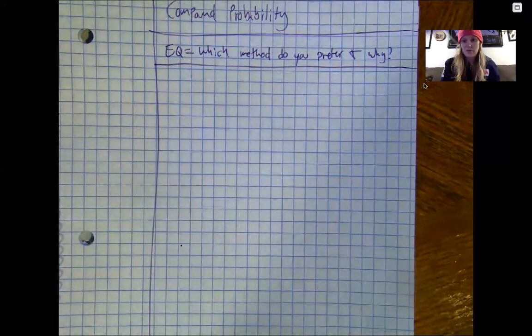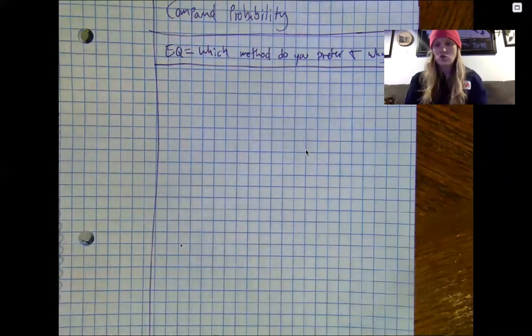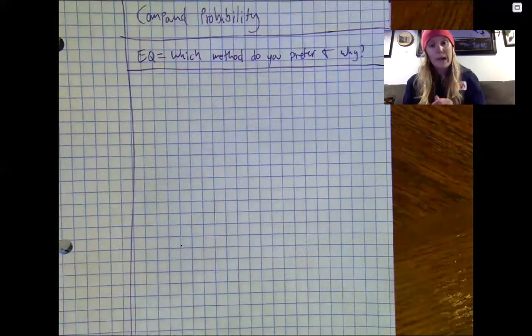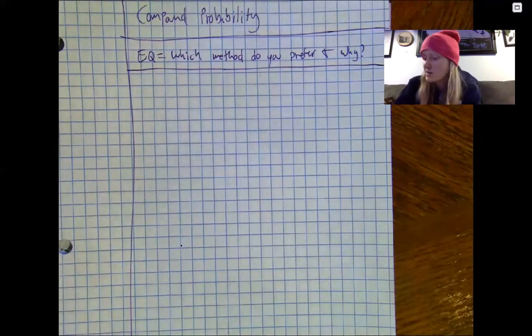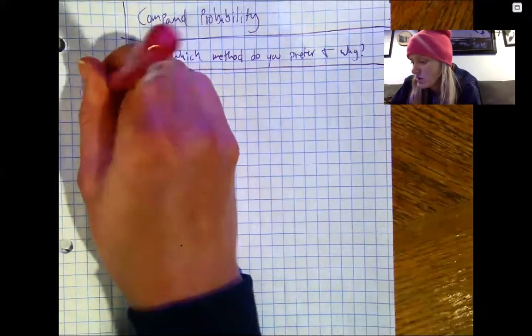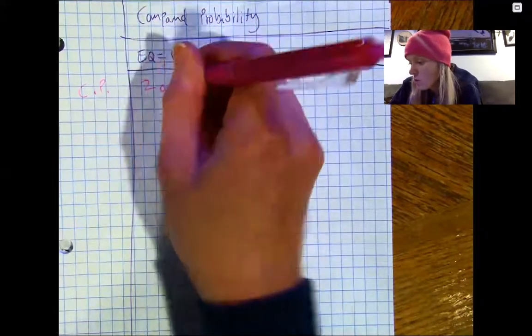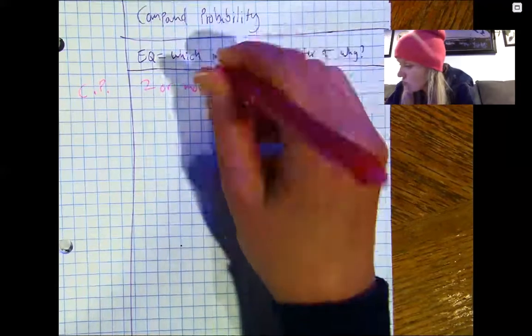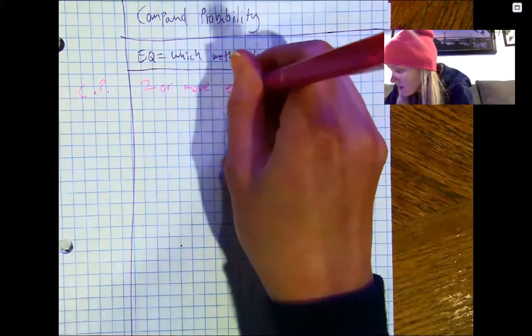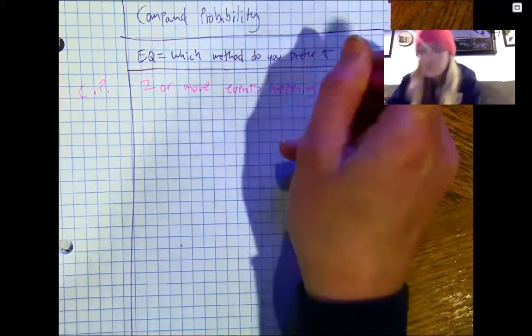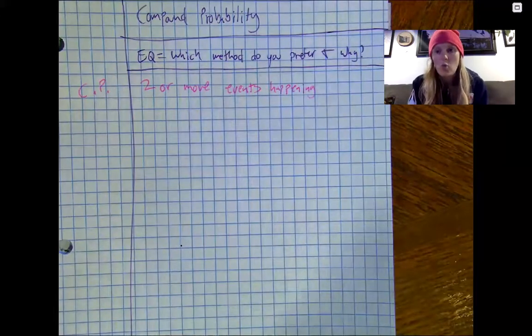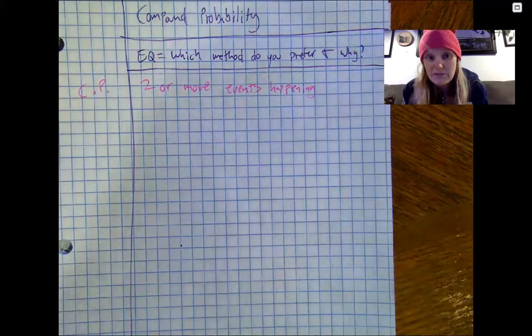Okay, I'm gonna make myself a little bigger. So a compound in science is when you combine two or more things. So compound probability, just so you guys know, is kind of like the same thing in math. Compound probability is two or more events happening. So it's when you're looking at the probability when not just one thing is happening.